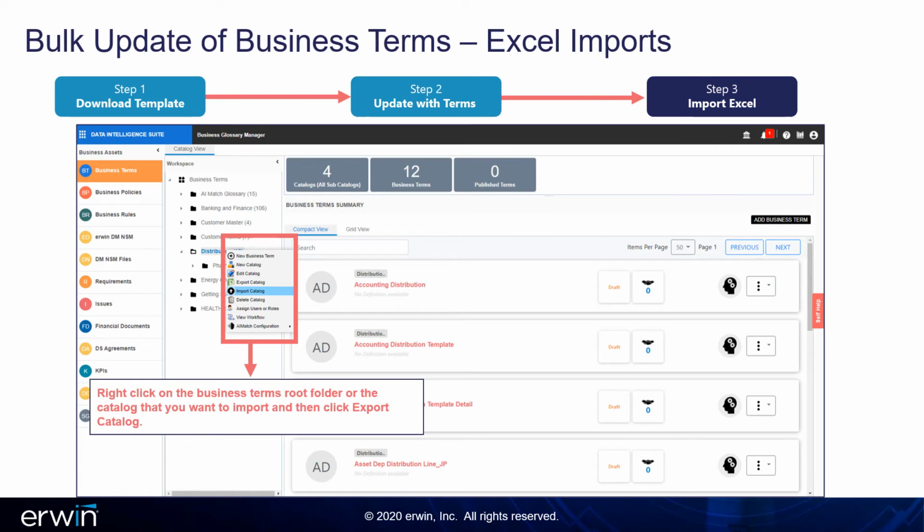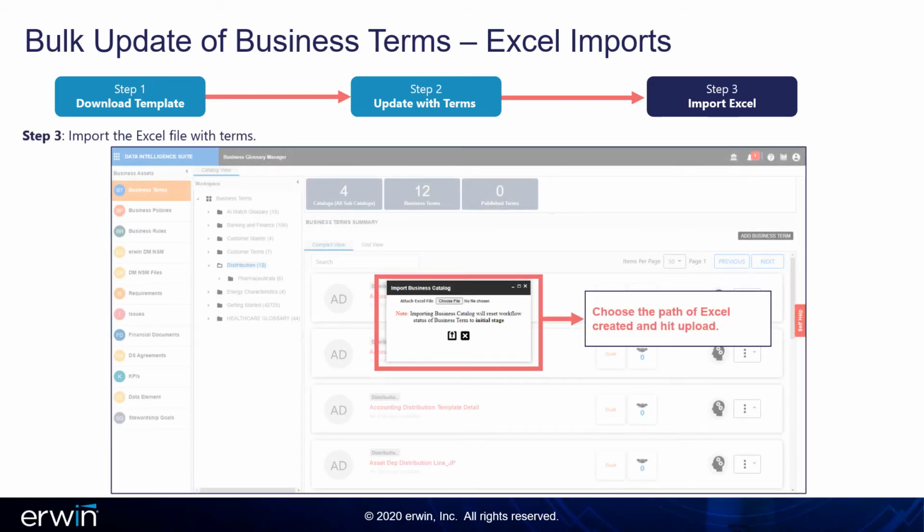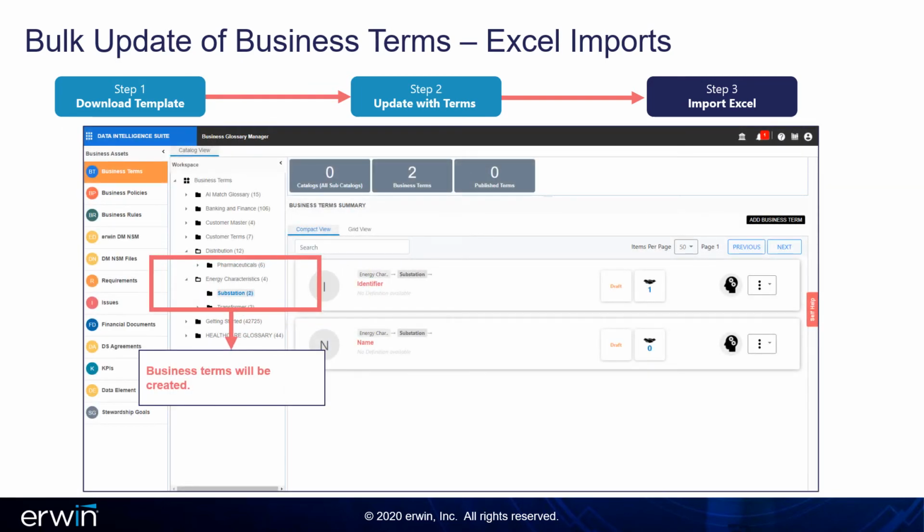Right-click on the business terms root folder or the catalog that you want to export and then click Export Catalog. Choose the path of the Excel file created and hit Upload. Business terms will be created.